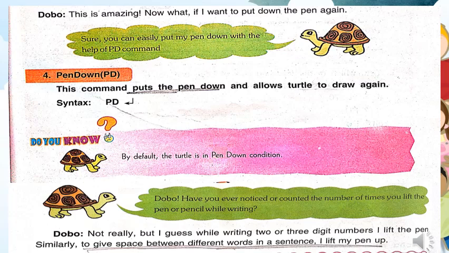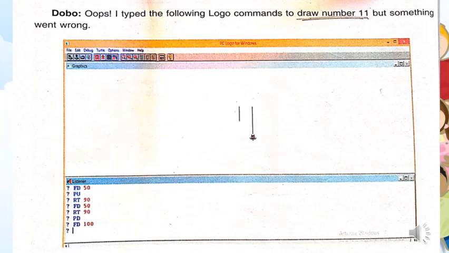The Turtle says, "Dobo, have you ever noticed or counted the number of times you lift the pen or pencil while writing?" And Dobo says, "Not really, but I guess while writing 2 or 3 digit numbers, I lift the pen. Similarly, to give space between the different words in a sentence, I lift my pen up."